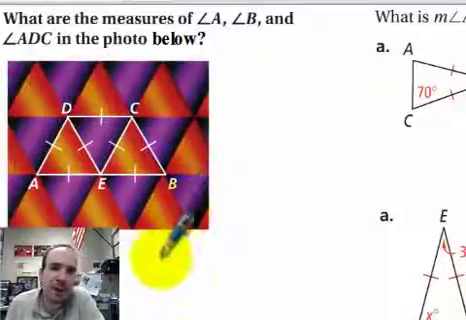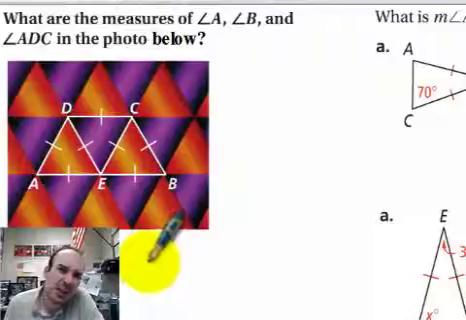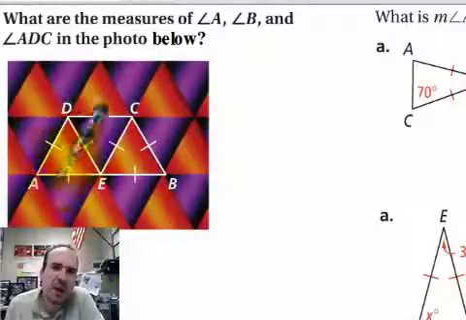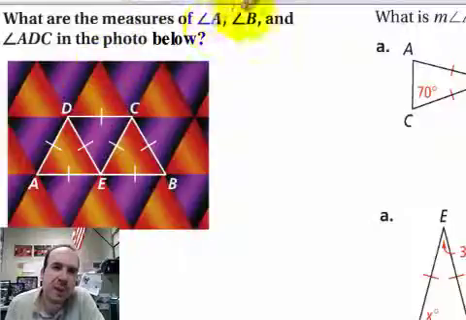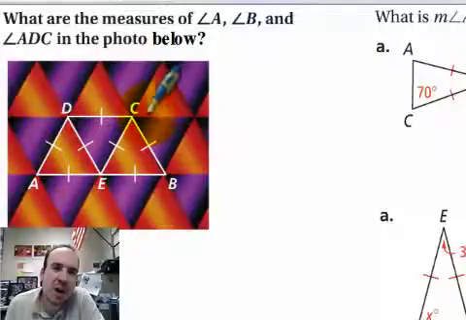Okay, so first I had this really crazy looking color scheme here that actually kind of looks like my room used to when I was a kid. But anyhow, I want to know what the measures of angles A, B, and ADC are.